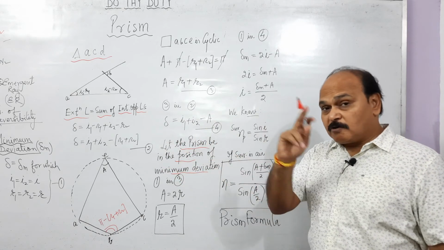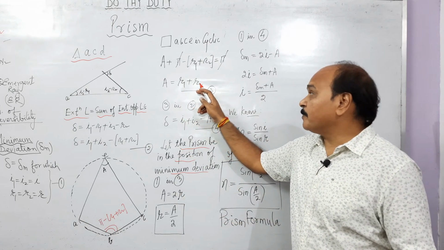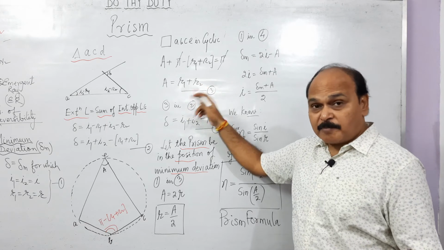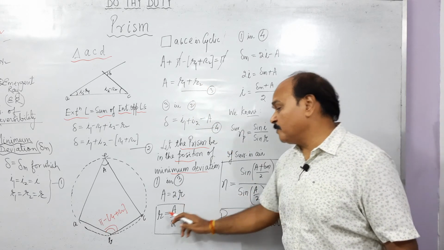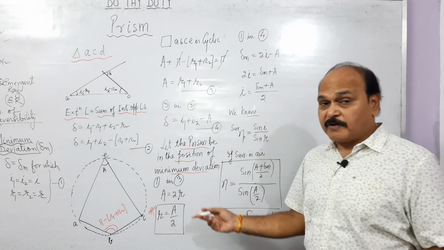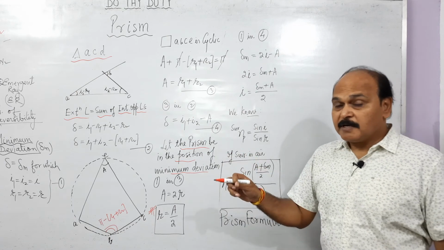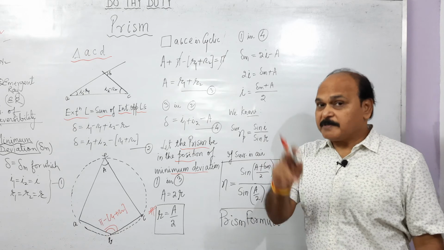If R1 is equal to R2 is equal to R, in that case A is going to be what? R1 plus R2, that is R plus R. R plus R is what? 2R. A is equal to 2R. This simply means R is going to be A by 2. So the angular refraction inside the prism is half the angle of prism when the prism is placed in the position of minimum deviation.